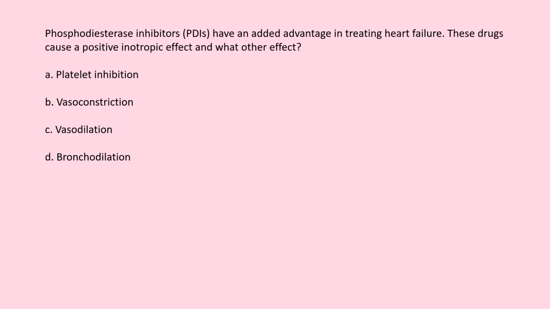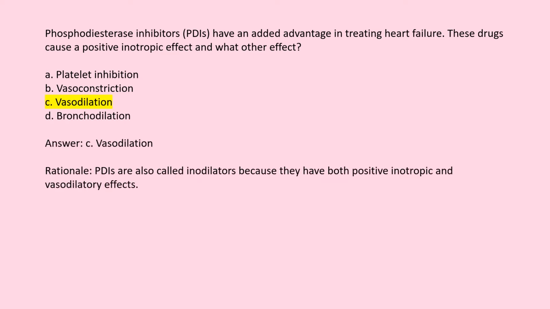Phosphodiesterase inhibitors, PDIs, have an added advantage in treating heart failure. These drugs cause a positive inotropic effect, and what other effect? A. Platelet inhibition. B. Vasoconstriction. C. Vasodilation. D. Bronchodilation. Answer. C. Vasodilation. Rationale. PDIs are also called inodilators because they have both positive inotropic and vasodilatory effects.